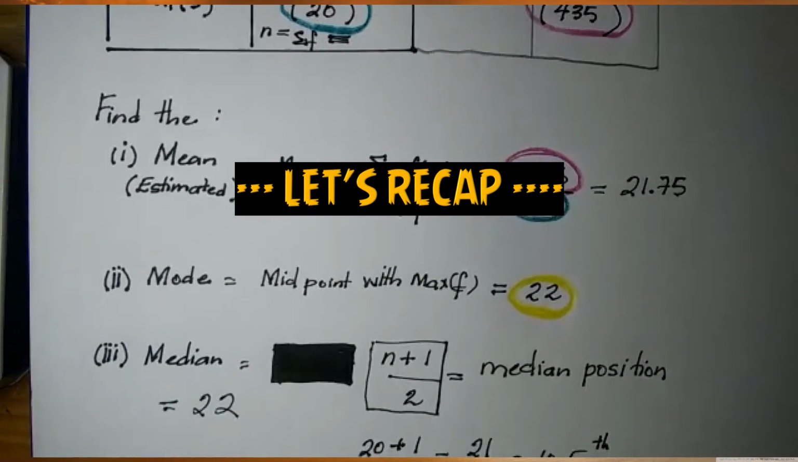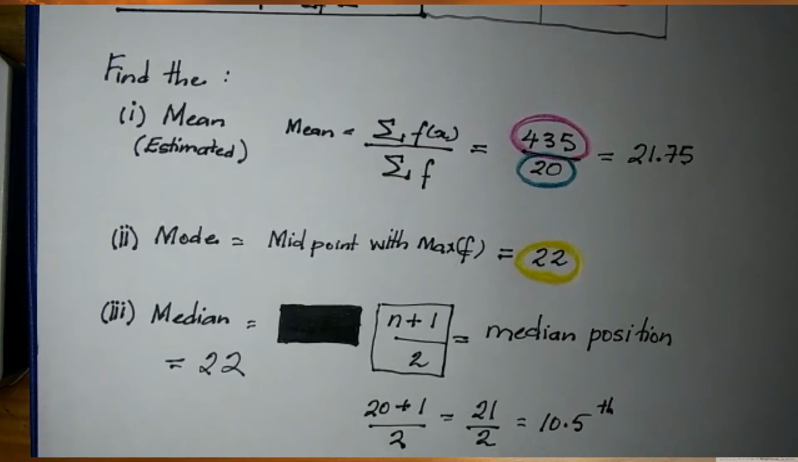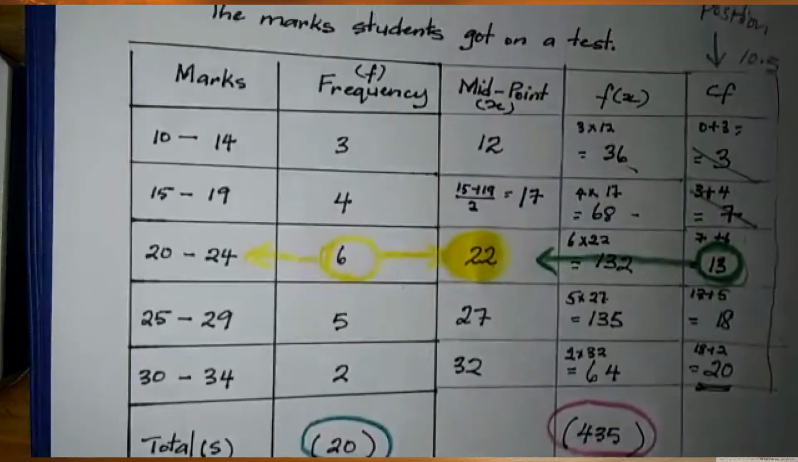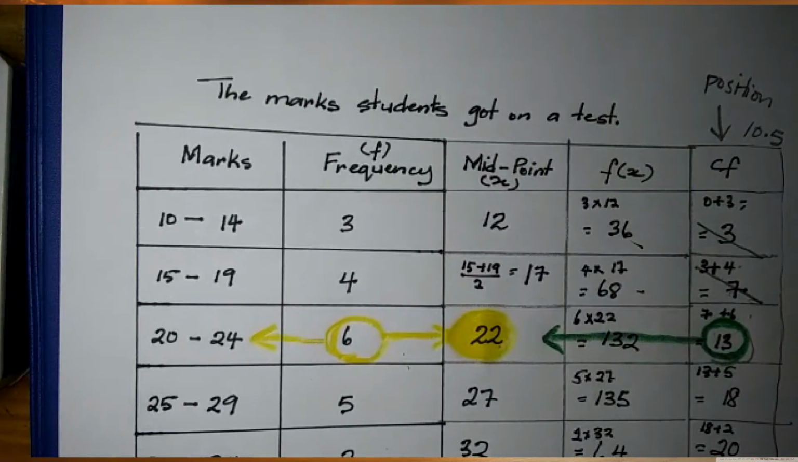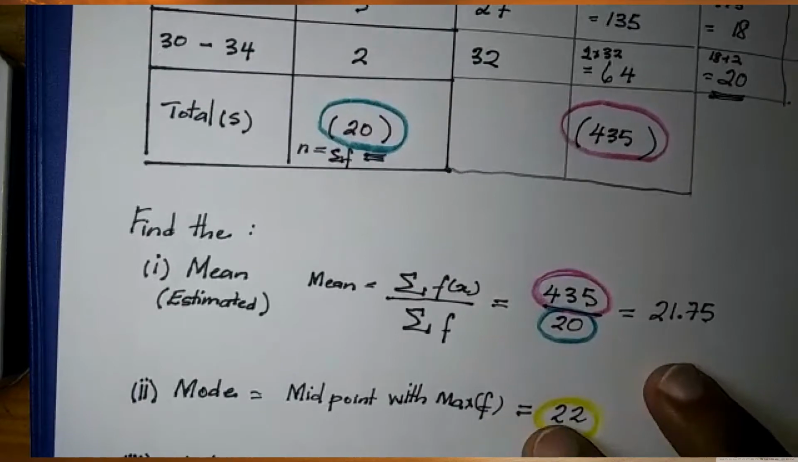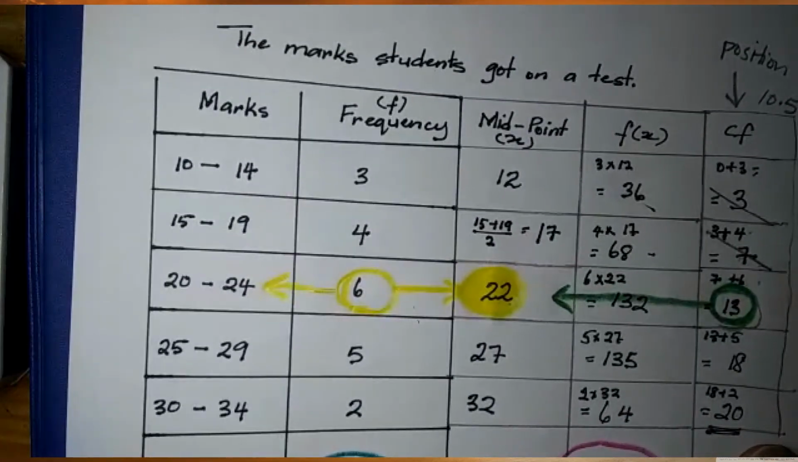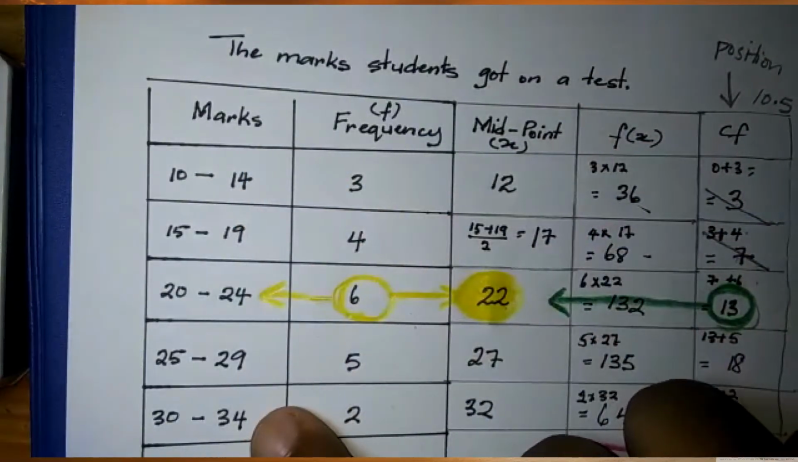Great. I'm so proud of you for reaching this far. Now, here's a recap. When we're getting our frequency, we need to ensure that we read the table and understand what's going on with it. That's our frequency table. If they ask you to calculate the mean, it has to be an estimate, because the data is grouped.